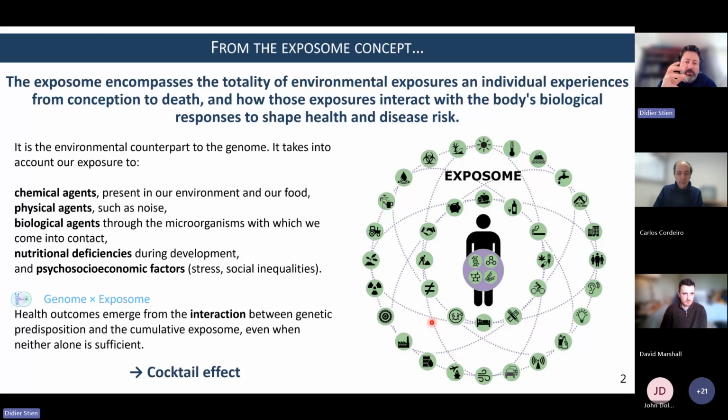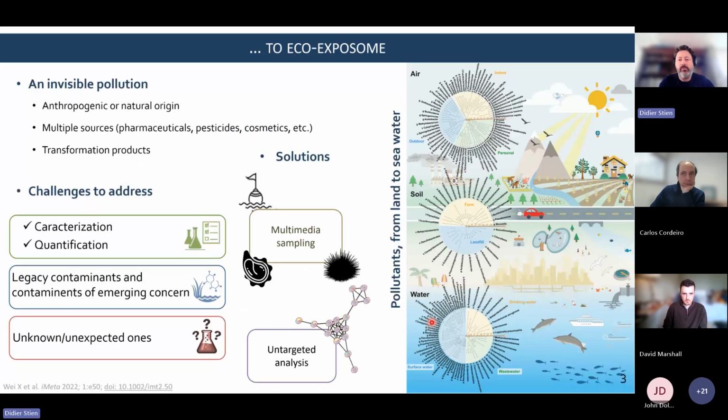And basically, what it tells you is that if you have a genetic predisposition for disease, but you don't have anything else, then you may not develop the disease. And if you have cumulative exposome but not genetic predisposition, you may or may not develop a disease. And with the two together, this is how the disease might come. And that's for an individual. But this reminds us really what we see in the environment with what's called the cocktail effect, or the eco-exposome.